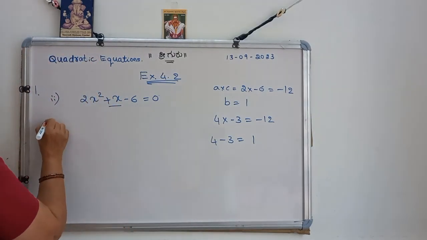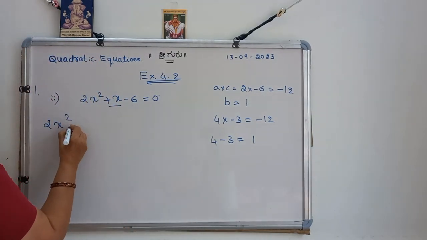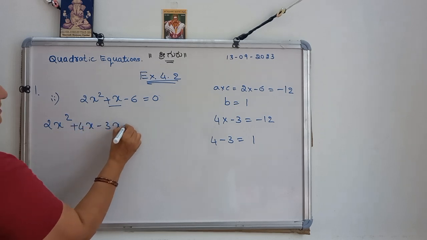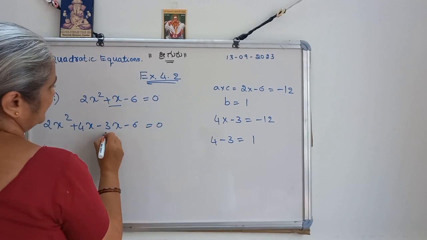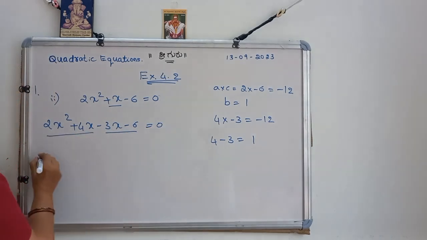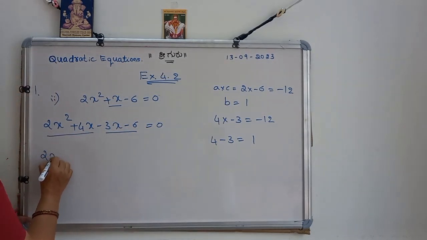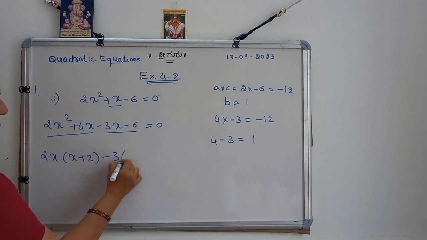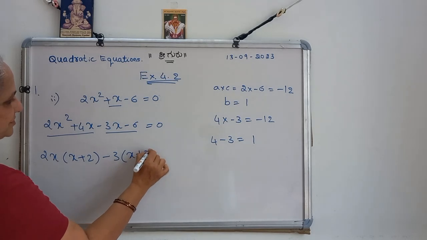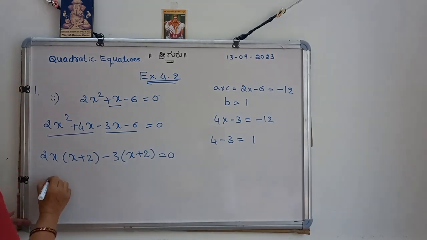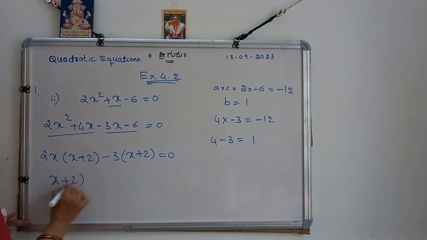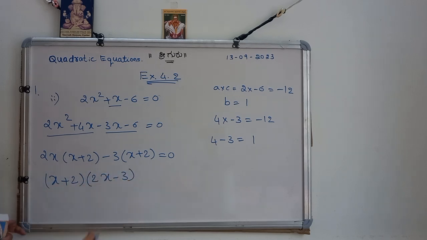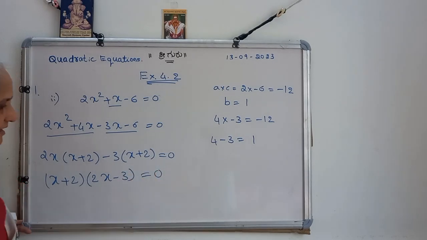Splitting the middle term, we could write 2x square plus 4x minus 3x minus 6 is equal to 0. Now by grouping, we get the common factor as 2x into bracket x plus 2, minus 3 into bracket x plus 2 is equal to 0. Then x plus 2 as the common factor, we are left with 2x minus 3 in another bracket, means the another factor.